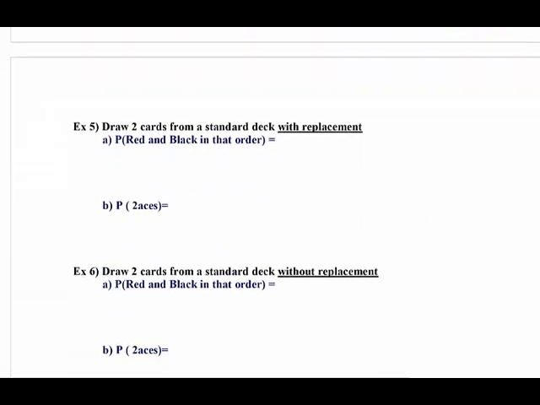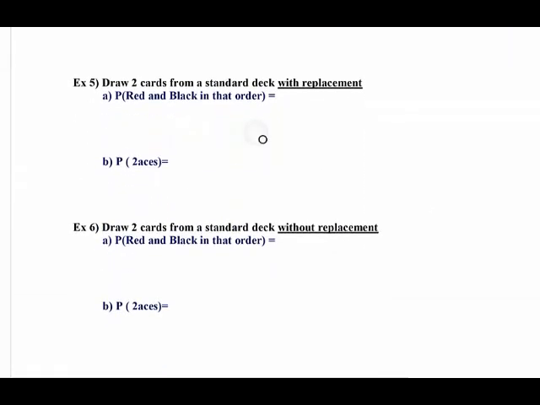So let's look at example 5. We now are drawing 2 cards. So on your test, these are going to all be mixed up. Please stop and ask yourself on every probability question, how many draws am I doing? How many picks am I doing? So in this case, I'm drawing 2 cards from a standard deck. So again, remember, if you haven't memorized your deck of cards, please print off that page that's in our Canvas shell and memorize it. With replacement.